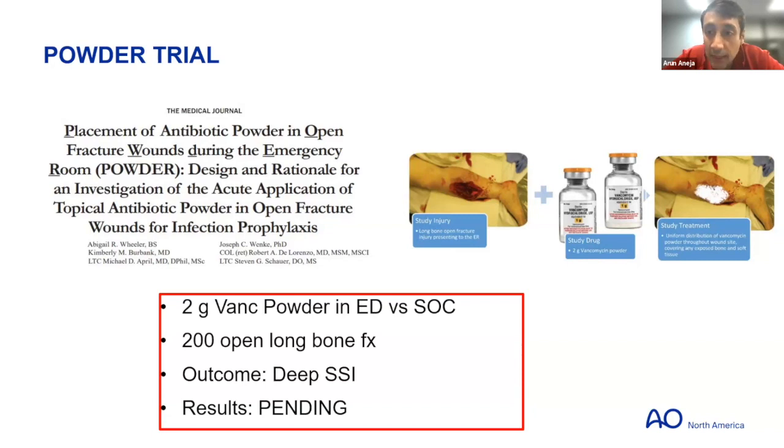And so this group of emergency medicine physicians came up with the idea of giving 2 grams of vancomycin powder in the ED and comparing that to the standard care. And this is for all open fractures: humerus, radius, ulna, femurs, tibias. 200 per group. Outcomes are deep surgical site infections that require return back to the OR in one year, and the results for that will be pending.